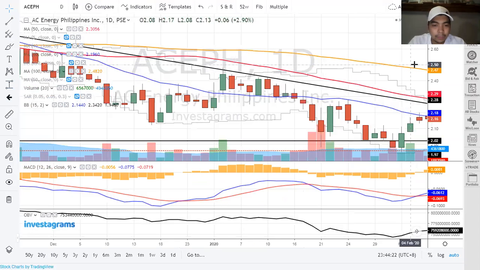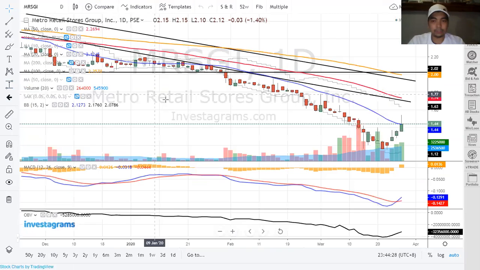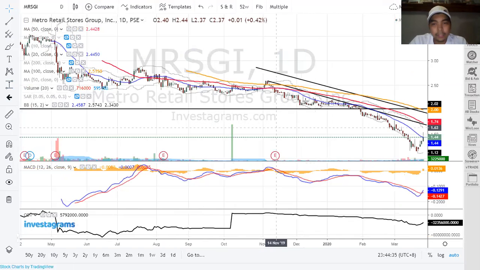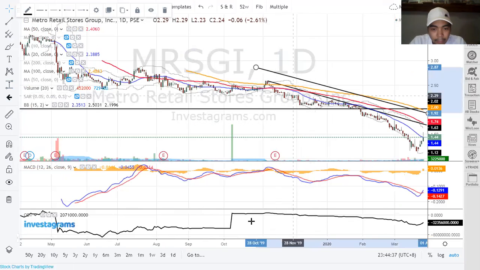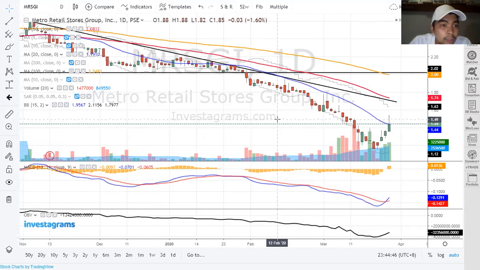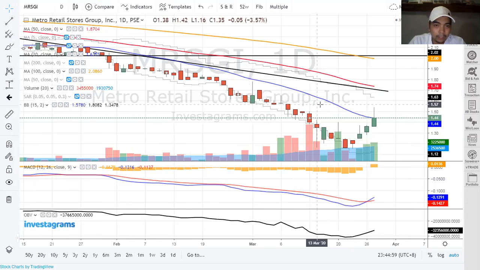MACD. Then last one, we have the MRSGI or the Metro Retail Stores Group. For the long-term trends, here I have a diagonal resistance line and a horizontal resistance line right there. For this one, I use the 20, 50 and 100-day moving averages. The 20-day moving average is almost nearing the peak of it, or maybe it crossed it, or mabibreak niya na yung line na yon.